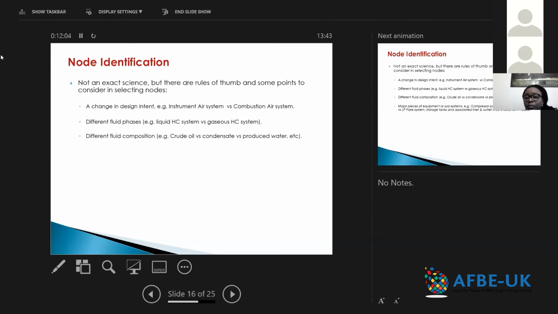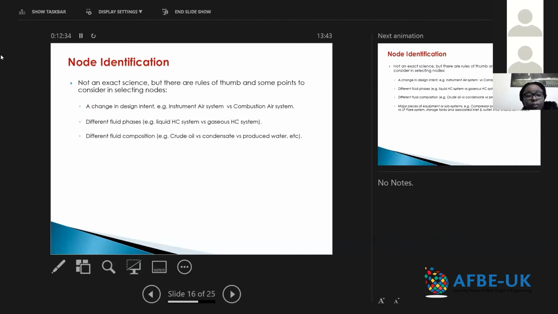If you're dealing with the crude oil production system, you take it from where it comes from the wells or the manifolds all the way to the test separator, the first stage separator, and all of that. And the produced water system will be coming from the first stage separator to the slops tank or wherever it ends up. That will be another node.